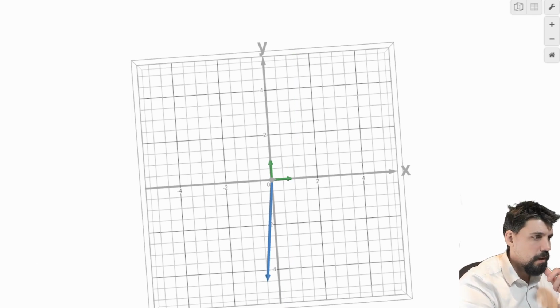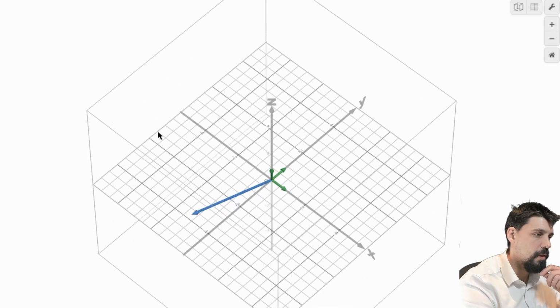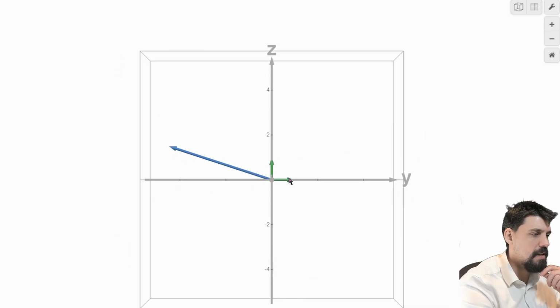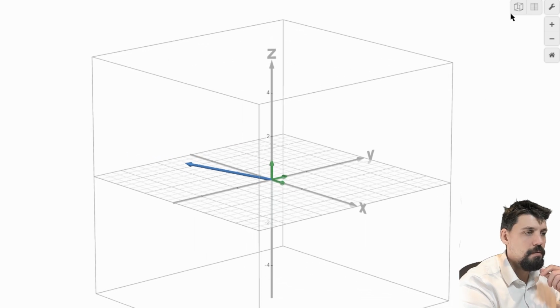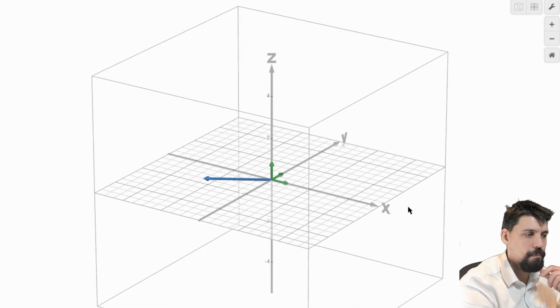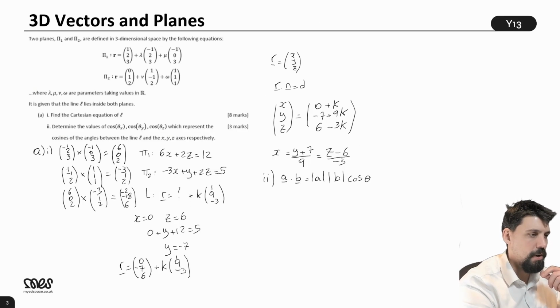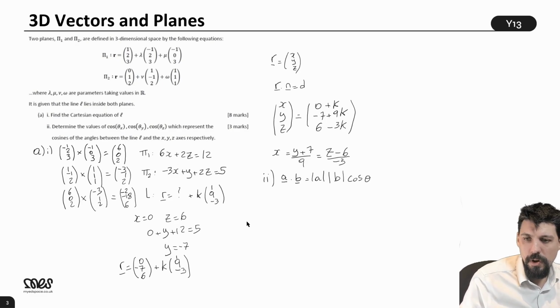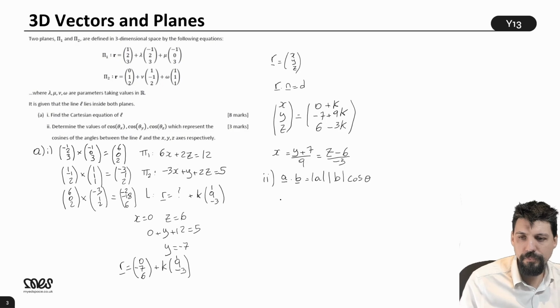Okay. So where we want to be is the angle between the line and the x-axis is essentially that angle. Between the line and the y-axis is this angle, and the z-axis is this angle. And to do that, we are very much just going to use the dot product, like I just pointed out to you.